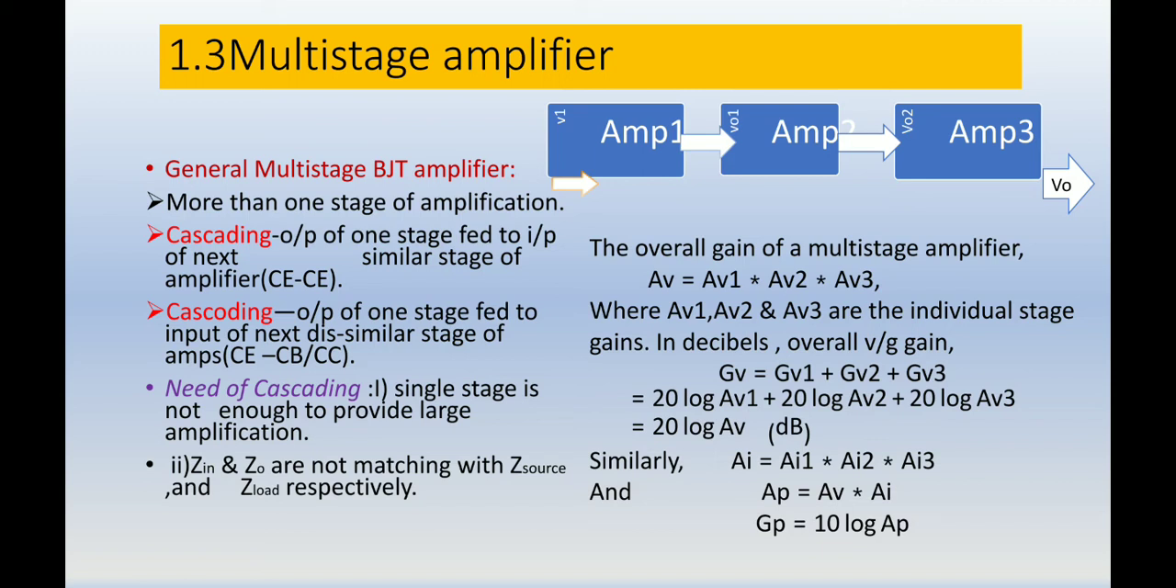AV is the overall gain calculated in the first equation, and similarly the overall current gain will be the product of the individual current gains, AI1 into AI2 into AI3 into n number of such AI. Overall power gain can be calculated as AV into AI, where AV is the overall voltage gain and AI is the overall current gain. So in decibel, it is 10 log AP, where AP is the overall power gain.